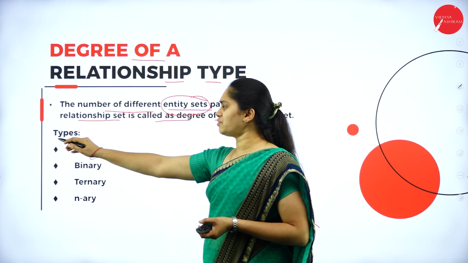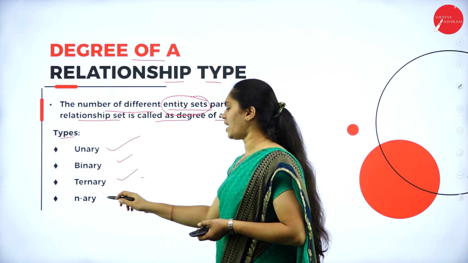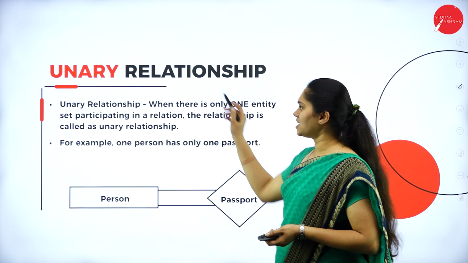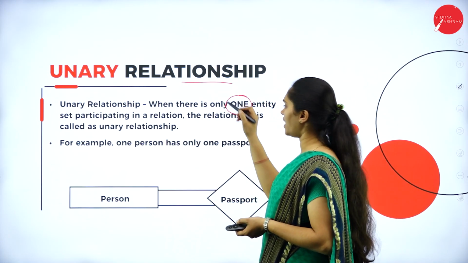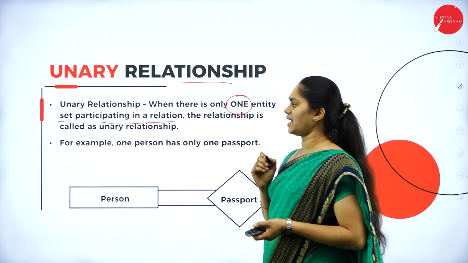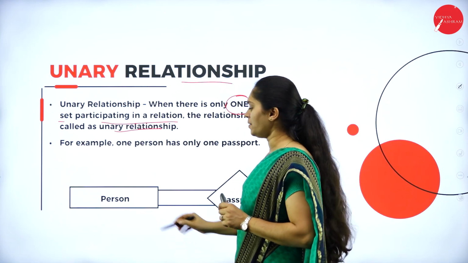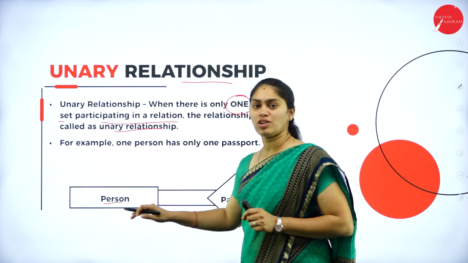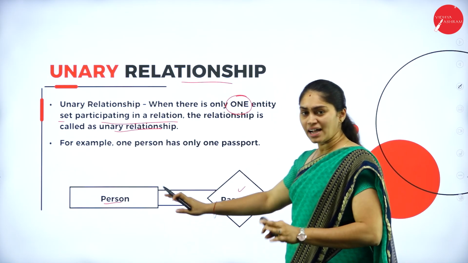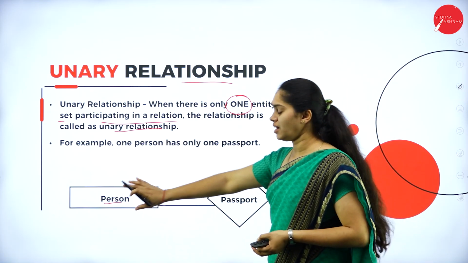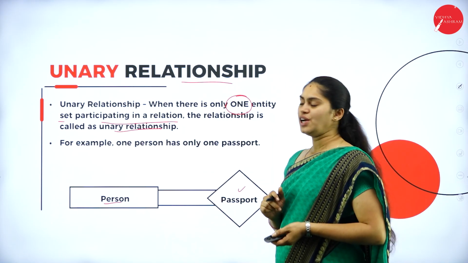Fine. Then what are the different types we have? It can be unary, binary, ternary and n-ary. We'll see the first type, the unary relationship. As the name indicates, in a unary relationship only one entity set is participating in the relationship. You can see the example here. Each individual person will have only one passport. One person at a time can have only one passport, and one person can have only one UID or Aadhaar card number. This specifies the unary relationship.